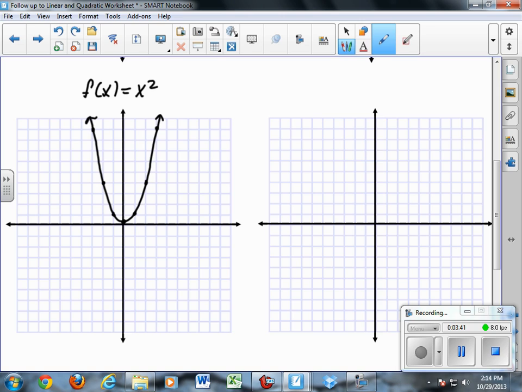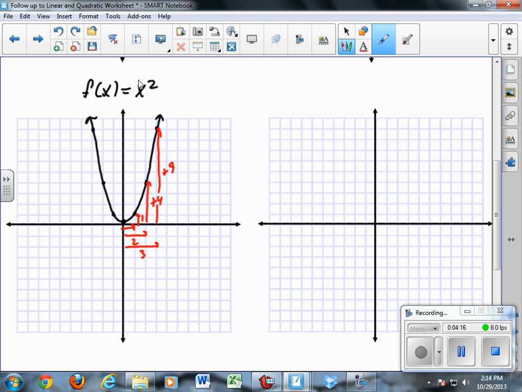Now I want you to notice that if we go over 1, we go up 1. And if we go over 2, we're going to go up 4. And if we go over 3, we're going to go up 9. So notice these are the squares. Over 1, up 1, over 2, up 4, over 3, up 9. And this is going to be a pattern that we're going to notice in all of the parabolas that we graph, if it has a 1 here.